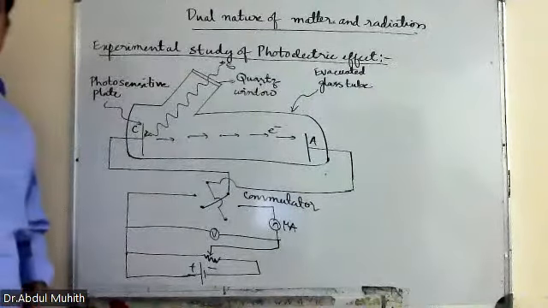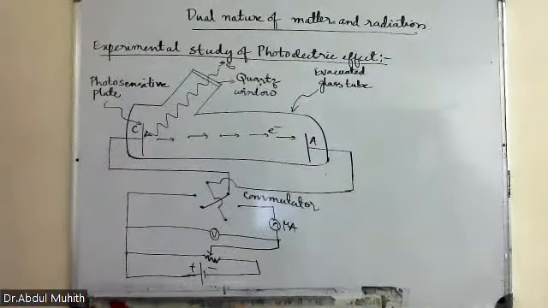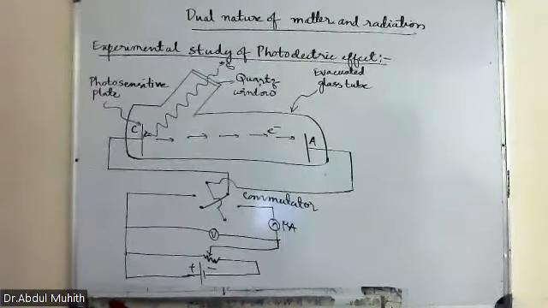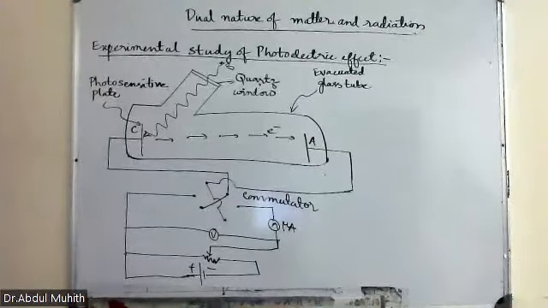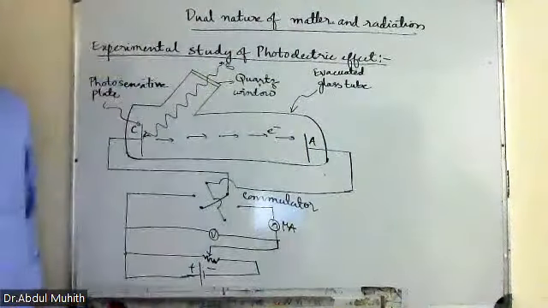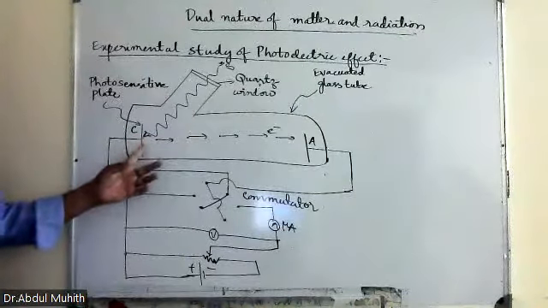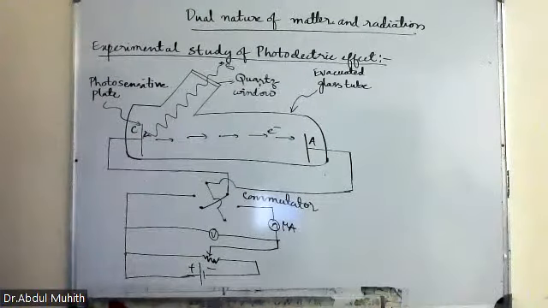Now see here. This is a source. When light travels to the quartz window, it is incident on the cathode plate, and electrons are ejected. These will go towards the anode. Now here there is a commutator. It means a two-way switch, like a two-way switch.